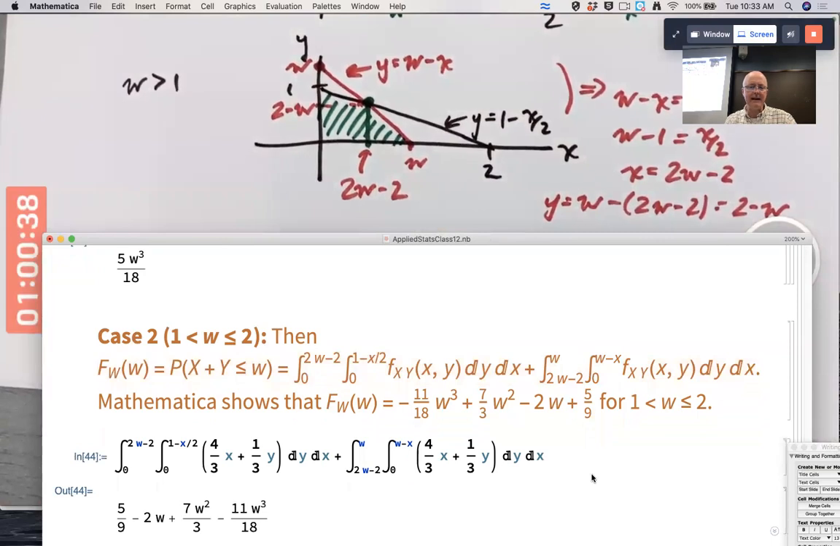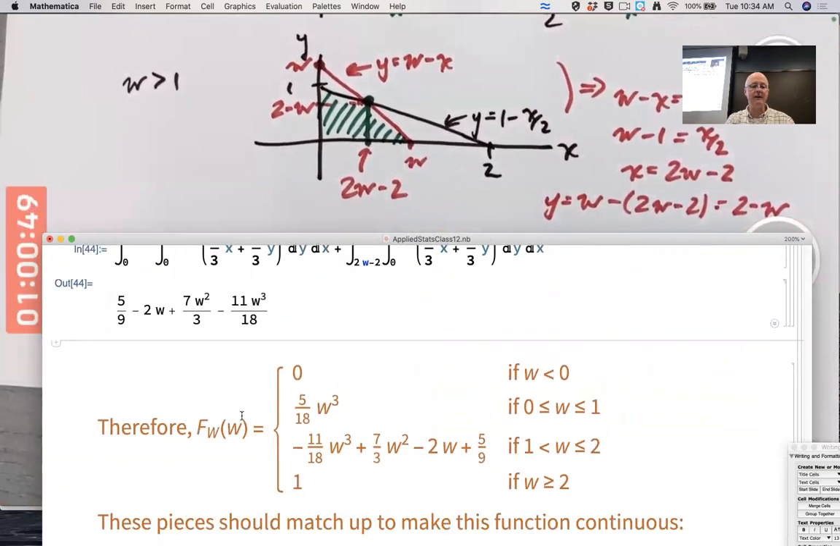And Mathematica says that's the answer. So altogether, the CDF of W has a piecewise formula. And there it is in all its glory.